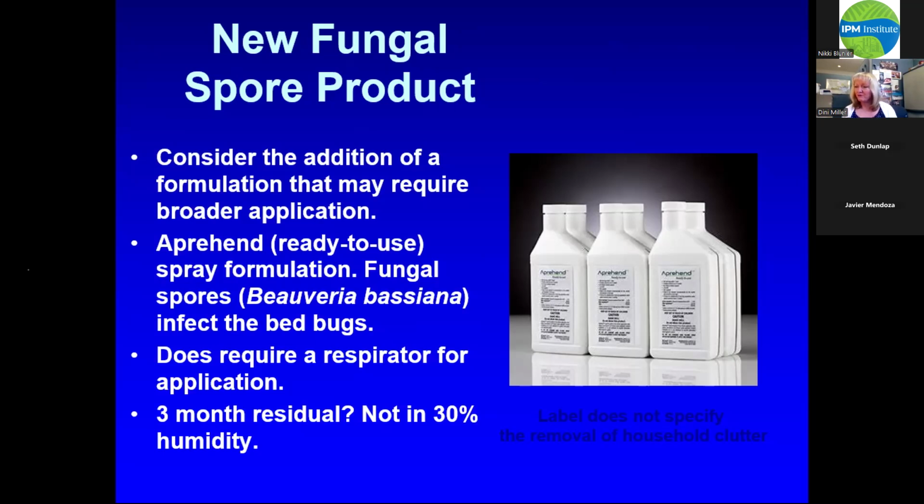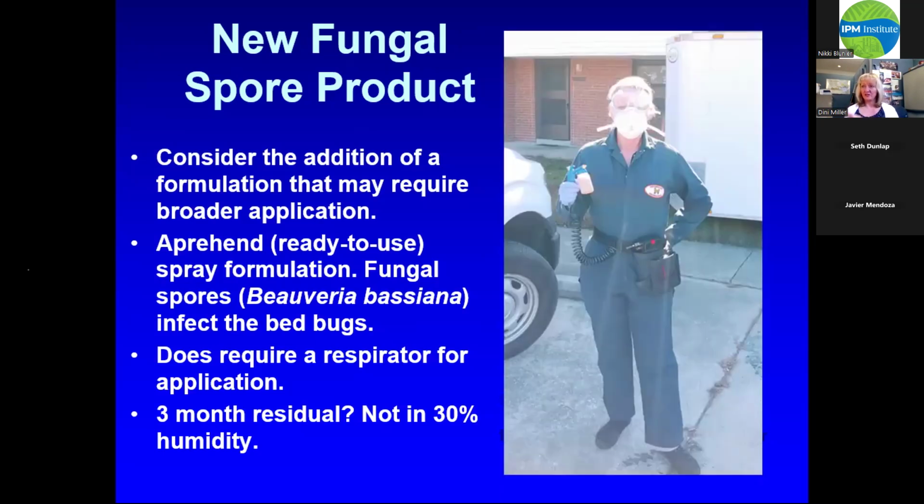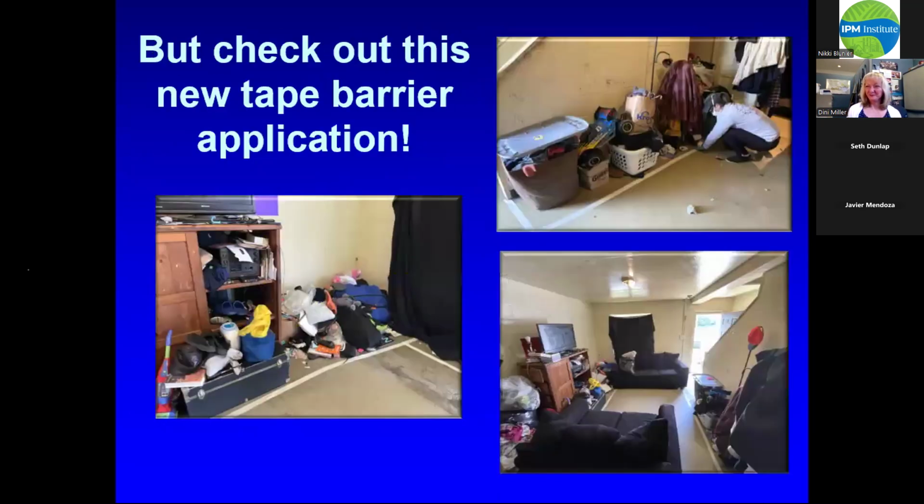Sorry, this doesn't show up very well, but label does not specify removal of household clutter, okay? But we do suggest that this is the outfit that your applicator has to wear with a respirator there. And one of the things we found out from one of the developers of this company is if you take 2-inch wide tape and just spray the product on that tape, that lets everybody know where to avoid walking and stuff because the tape is there.